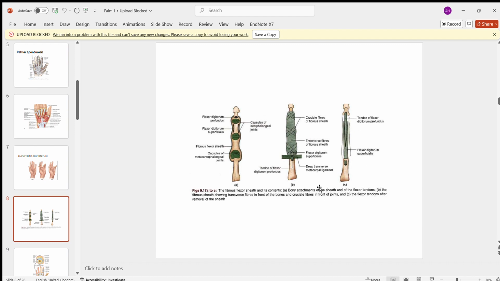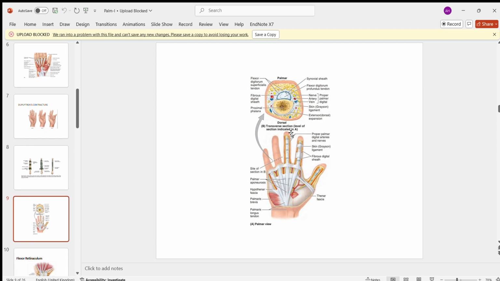Now in the fingers we have fibrous flexor sheaths. The fibrous flexor sheaths basically enclose the long tendons, the flexor digitorum superficialis and the flexor digitorum profundus, which are extending till the phalanges. So the fibrous flexor sheaths are attached to the sides of the phalanges, and inside they are lined by the synovial digital sheaths. Now in this picture we can see this is the proximal phalanx. This is the tendon of the long flexor tendon, and these are surrounded by the fibrous digital sheaths.